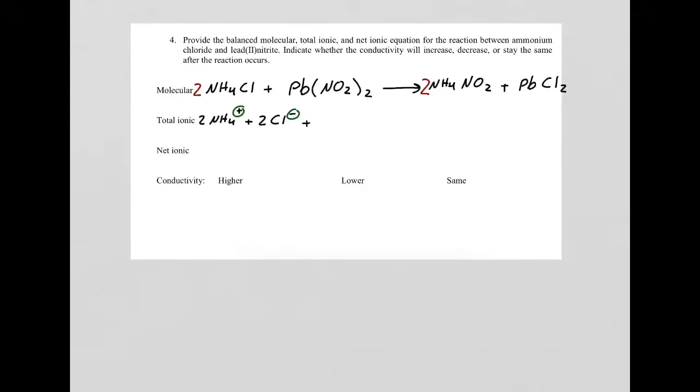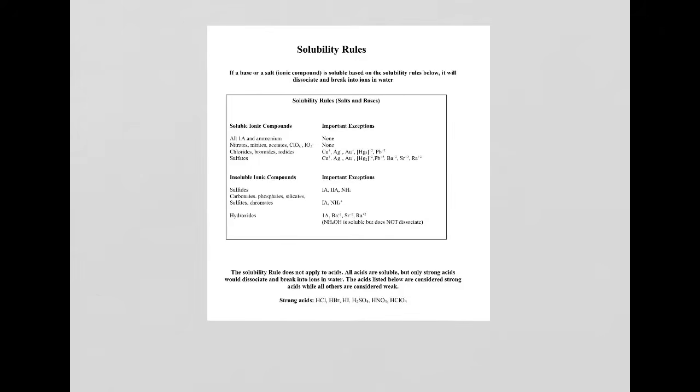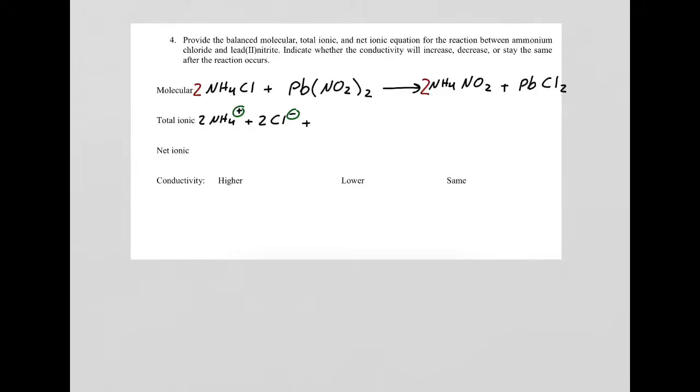Lead nitrite. There is no rule for lead, but for nitrite, check over here: nitrates, nitrites, acetates, chlorates and iodates are soluble, no exception. So yes, this is going to be soluble. It's going to break up into ions. So I'm going to get Pb plus 2. Now again, when this breaks up, how many nitrites do you have? You have 2 NO2 minus. One more time, you break up into ions. You have to put the charges.